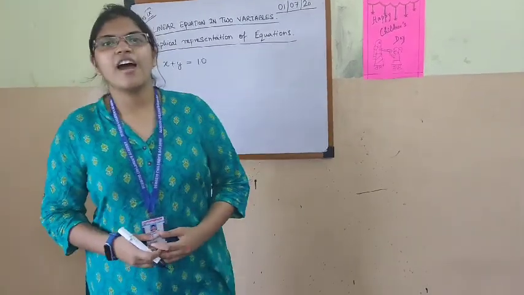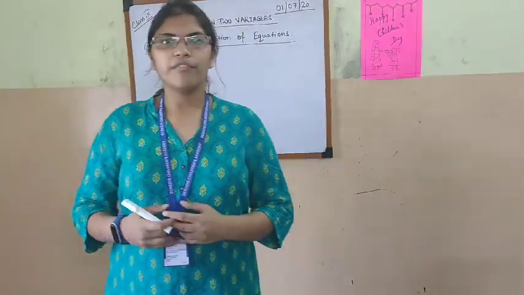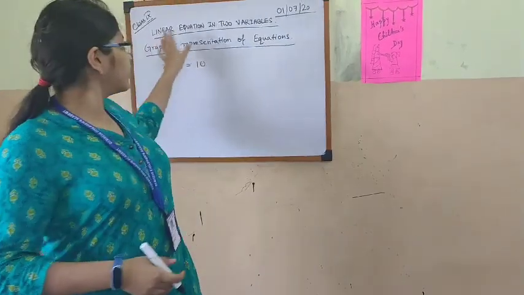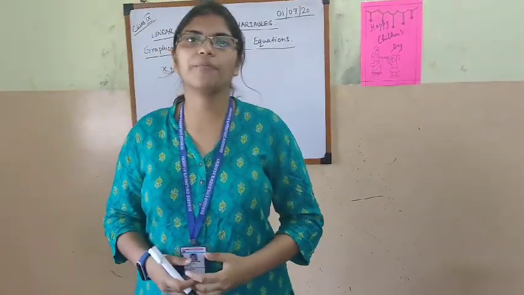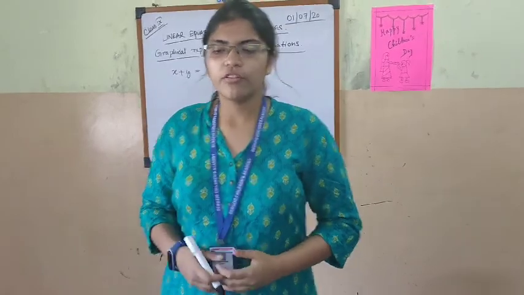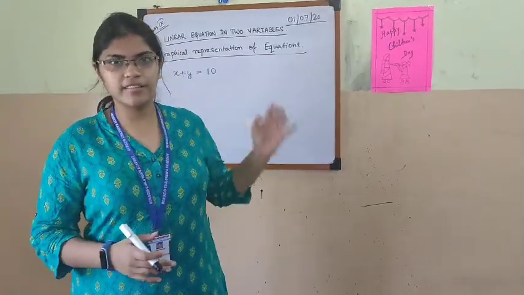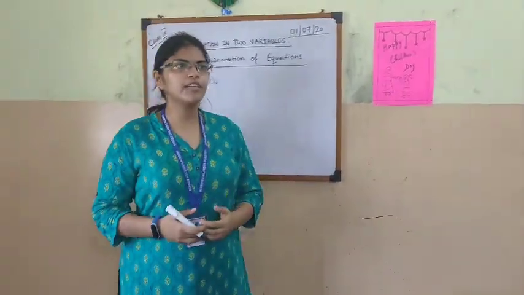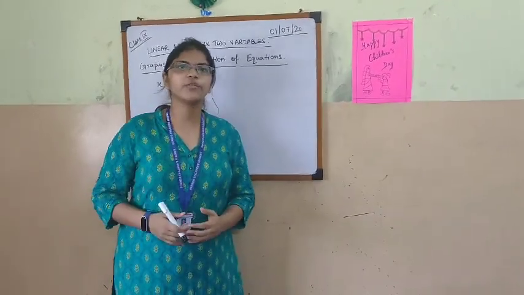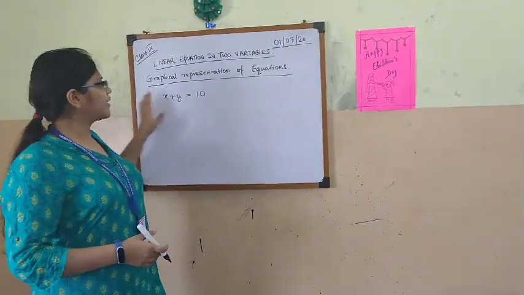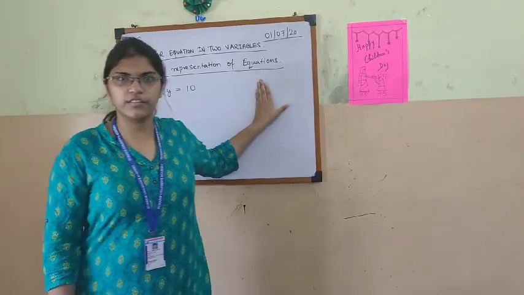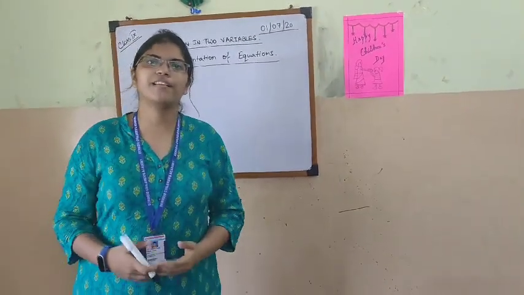Hello students, last day we discussed in this chapter linear equations in two variables up to exercise 4.2. So today we will discuss from exercise 4.3. Before discussing that exercise, I would like to give a brief introduction about the graphical representation of equations. So how do we graphically represent any equation?